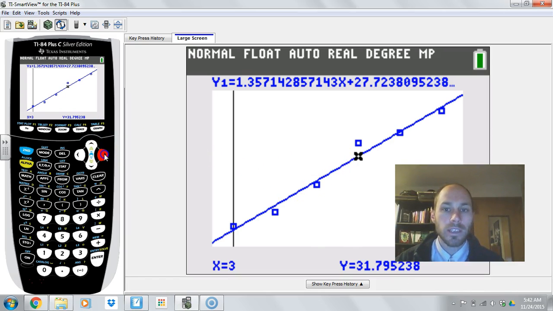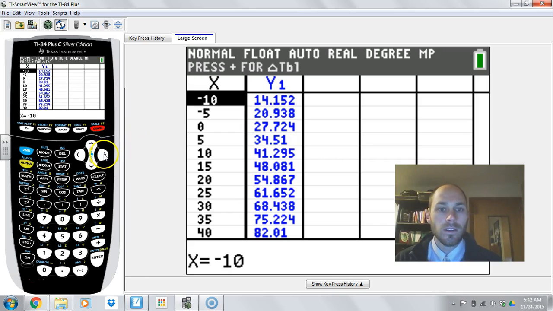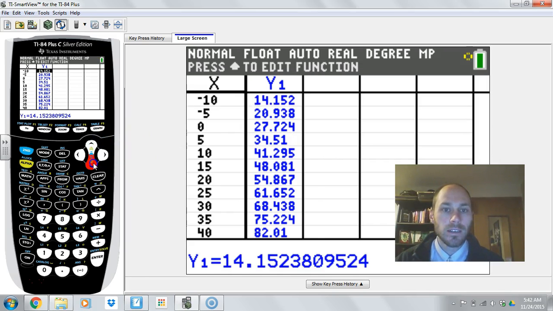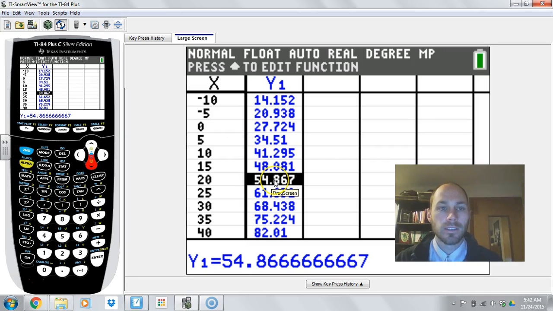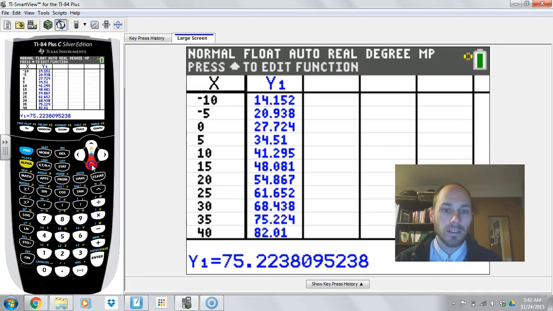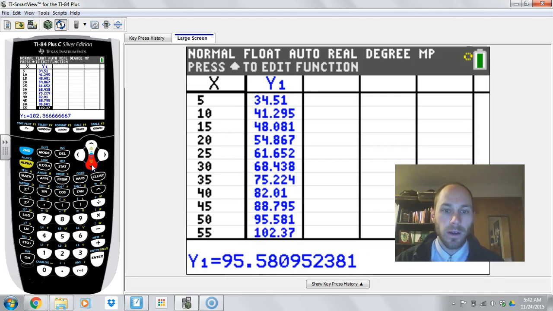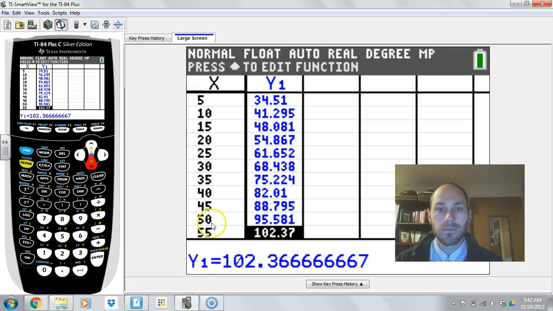So we can trace on our graph to find out different values, or we can go to our table and look to see the different values that existed there. So after about 15 or 20 years, they're about $54.86 billion. Okay, or we can find out when it reached $100 billion. We can go down until our y value is about 100 after 55 years. Okay, so we can use our data, our equation, to take a look at what's going on.